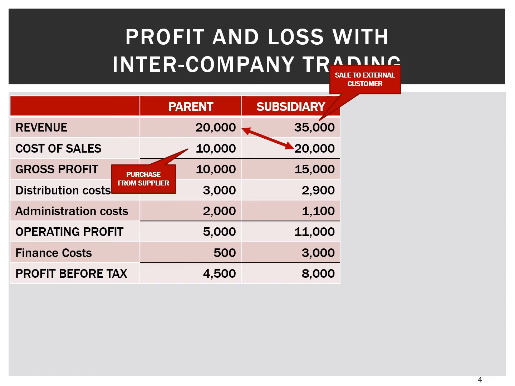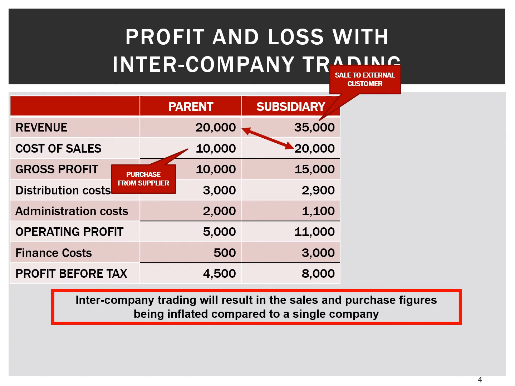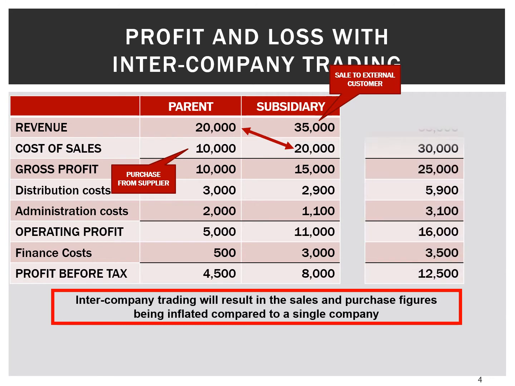So those are the individual profit and loss accounts as they would appear in the parent company's and subsidiary company's individual financial statements. But if we don't make any adjustments and we simply add those figures together now, then we will have inflated both the revenue and cost of sales figures over what they would have been if all of the transactions had been carried on by just one company. And remember, that's what we're attempting to show.